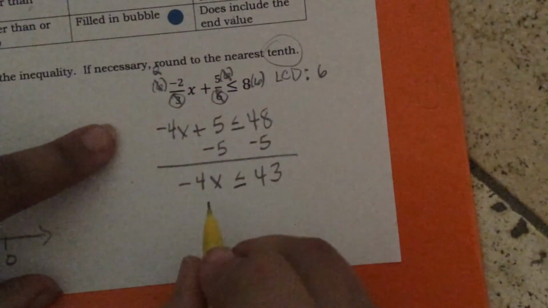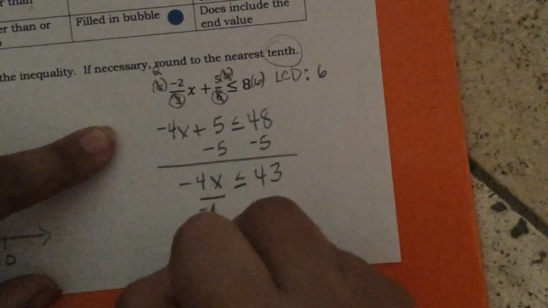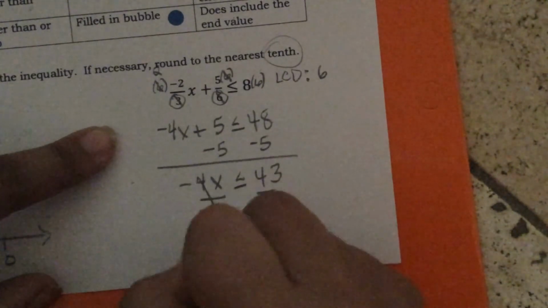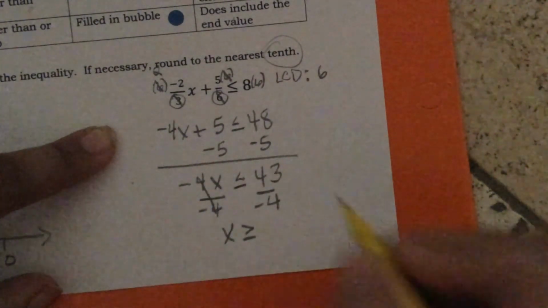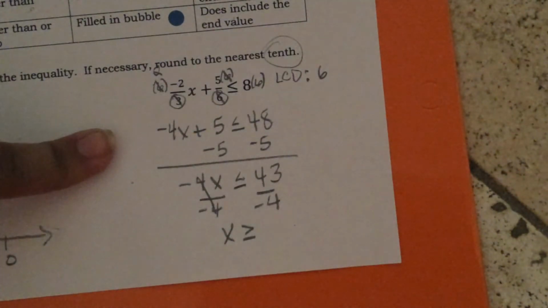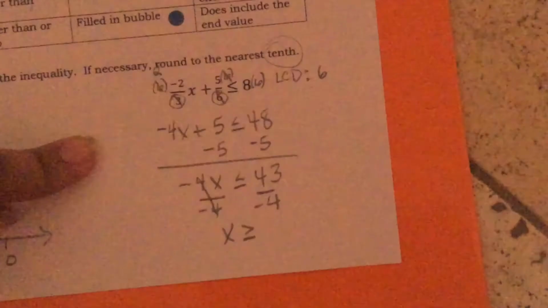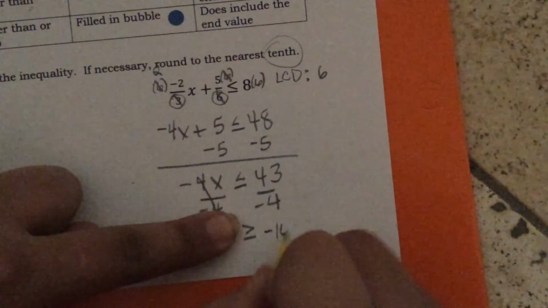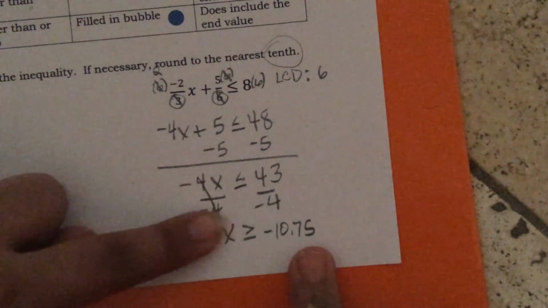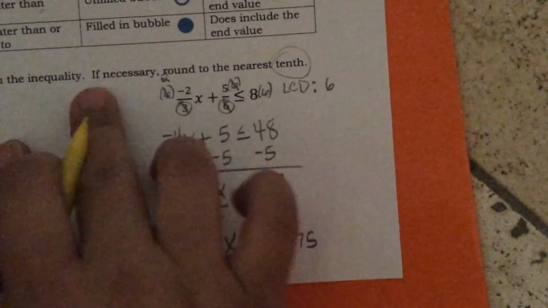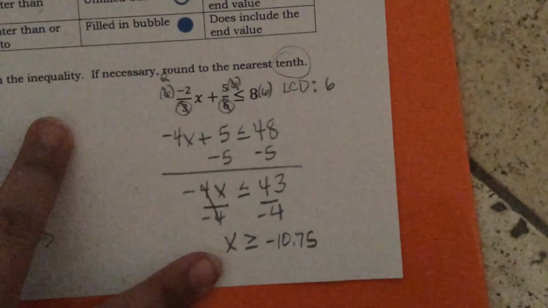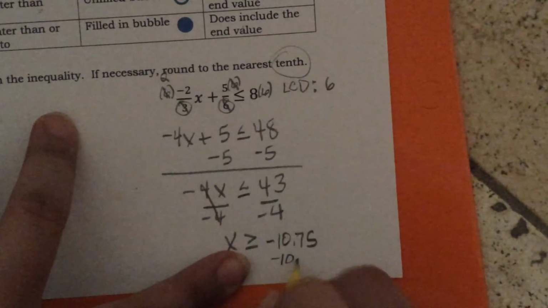Again, we're going to be dividing by a negative number, so that means that I need to flip the sign. And then I'm going to use decimals on my phone. So I'm going to put 43 divided by a negative 4. And you're going to get negative 10.75. And the reason why I am going to use that decimal is because if necessary, round to the nearest tenth. So really this is like negative 10.8.